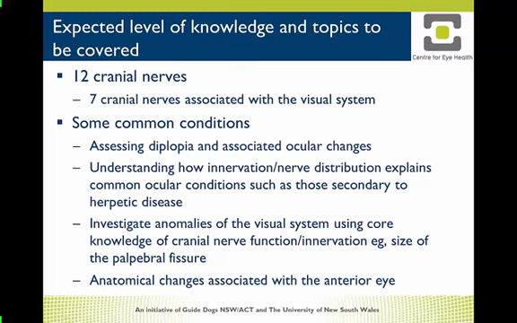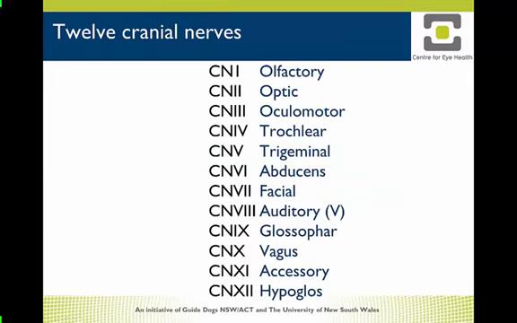We'll look at the distribution of nerves secondary, for example, to hepatic disease, and we'll investigate some cases where the understanding of different cranial nerve function allows us to provide a diagnosis. And we'll touch upon some anterior eye conditions. So let's have a look at the 12 cranial nerves.